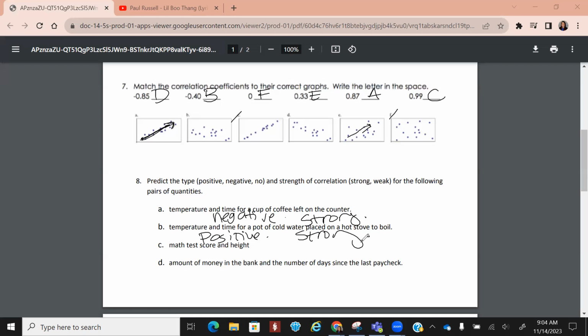Okay. Math test scores and height. No problem. No correlation. Doesn't matter if you're tall, short, or whatever, right? So no correlation. Amount of money in the bank and the number of days since the last paycheck.